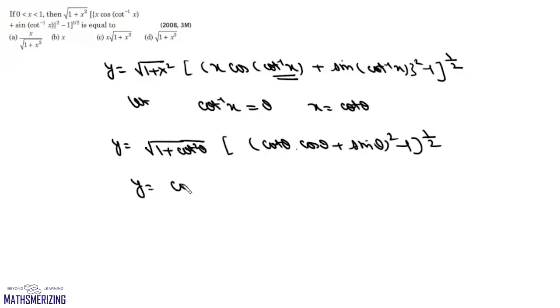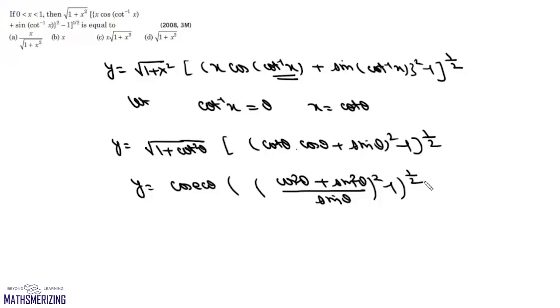So it'll be cosec theta, and here it will be (cos square theta plus sin square theta upon sin theta) whole square minus 1, to the power 1 by 2. Now cos square theta plus sin square theta is 1. So we'll write this as cosec theta, and here it will be (cosec square theta minus 1) to the power 1 by 2. Now cosec square theta minus 1 is cot square theta.